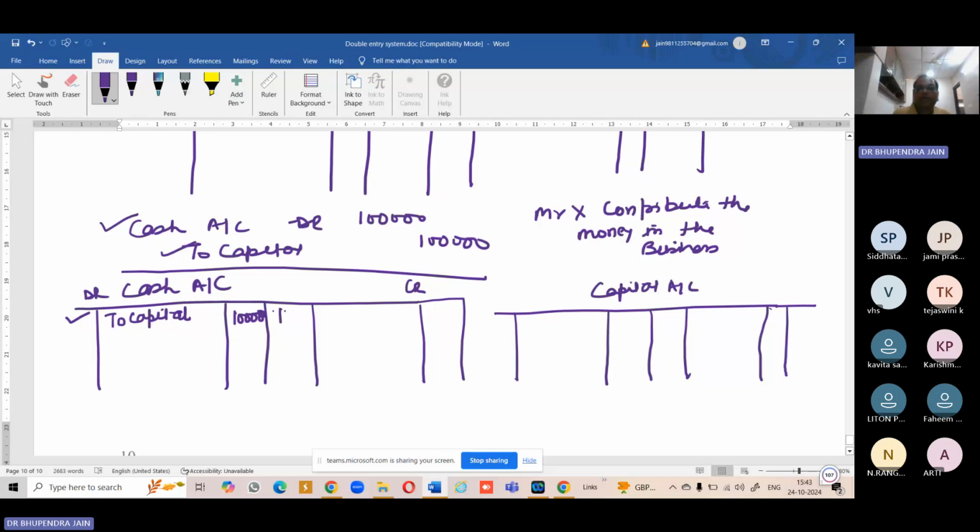Now we will prepare the ledger of the capital. To create the capital ledger, capital is given in the credit side.